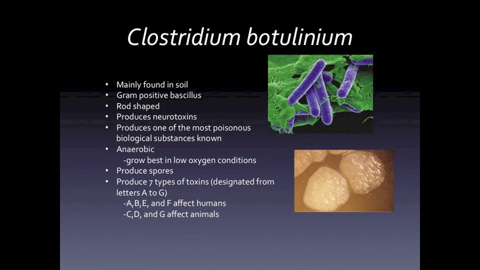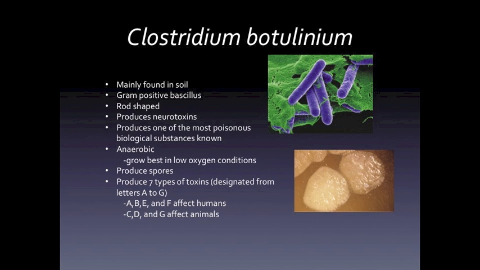So some basic information about the bacterium is that it's mainly found in soil. It's a gram-positive bacillus. It's rod-shaped. It produces neurotoxins, and the neurotoxins that it produces are one of the most poisonous biological substances known. It's anaerobic, so it grows best in low oxygen conditions.